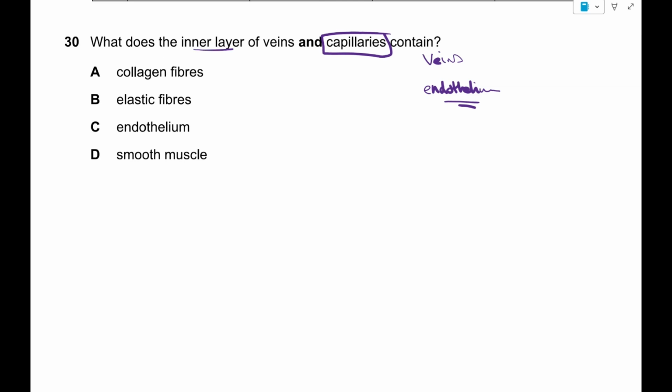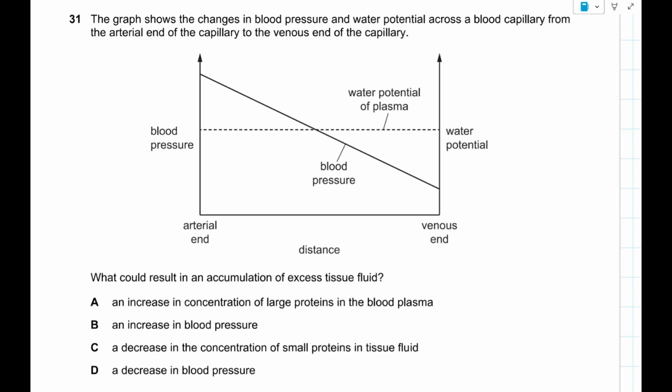Therefore, here it's asking about the inner layer of veins and capillaries. The inner layer must always be the endothelium, and it is the tunica intima in the veins and the only layer in the capillaries. Therefore, endothelium is correct, and the answer is going to be C. Question number 31, the graph shows the changes in blood pressure and water potential across a blood capillary from arterial end of the capillary to the venous end of the capillary. What could result in an accumulation of excess fluid?